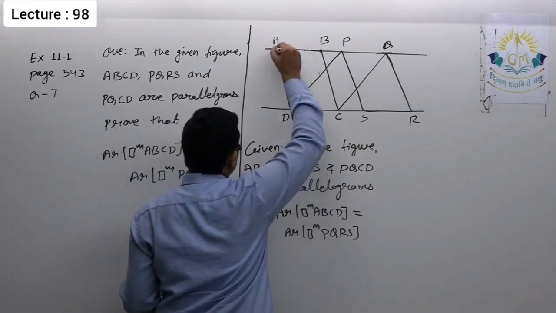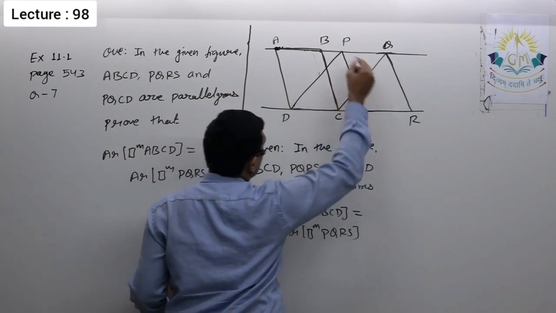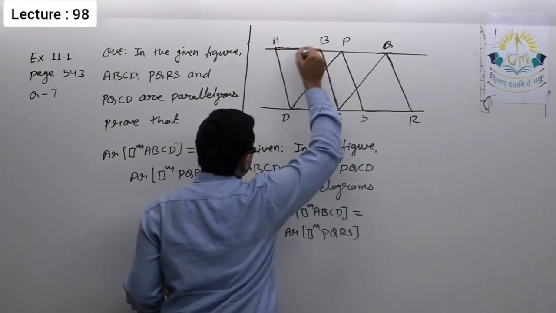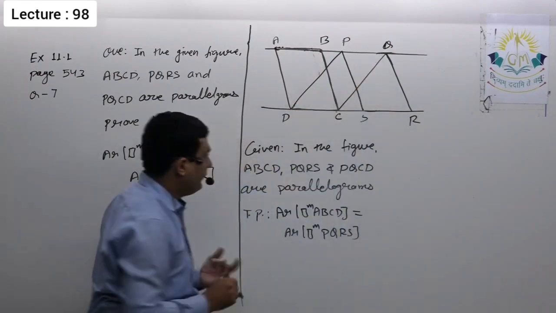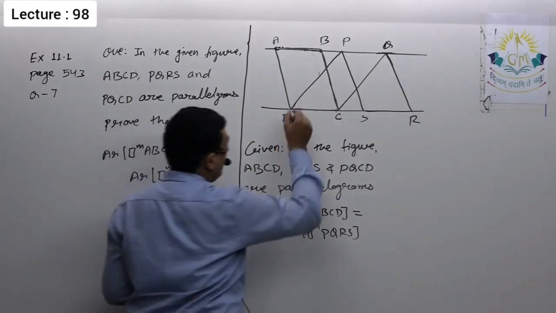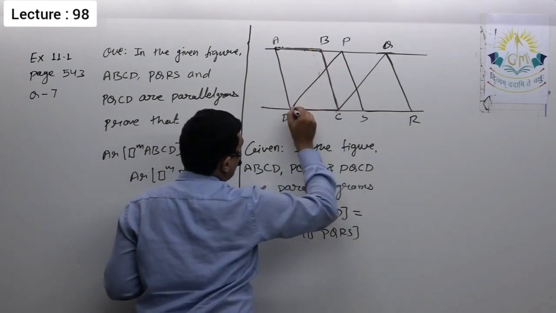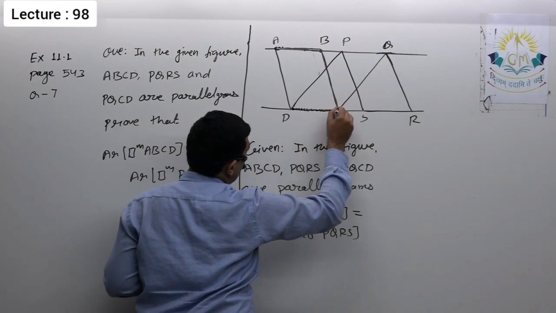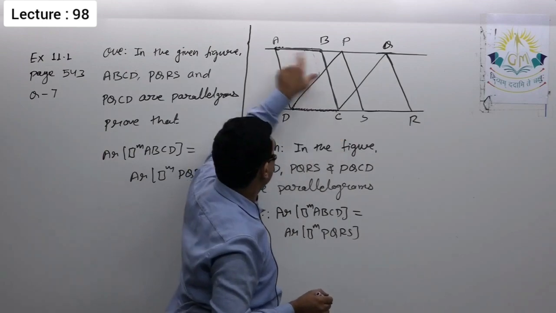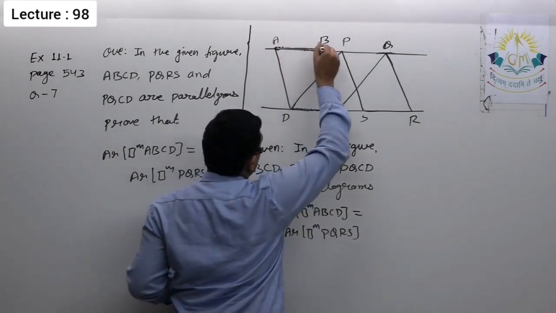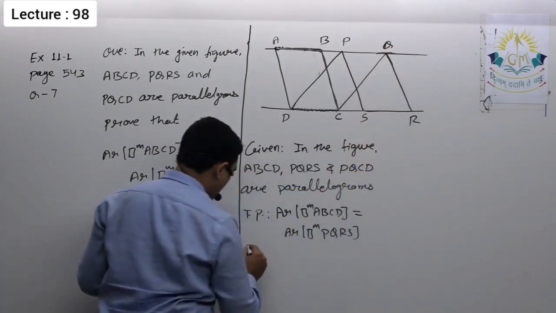See, we have to prove these two parallelograms ABCD and PQRS are equal. So see, this ABCD and this DCQP, or if I name these two parallelograms in a different way, CDAB and CDQP, they have a common base CD and they are between the same parallels DR and AB. See, all these three are parallelograms. It means these two lines are parallel. So here I can start its proof.